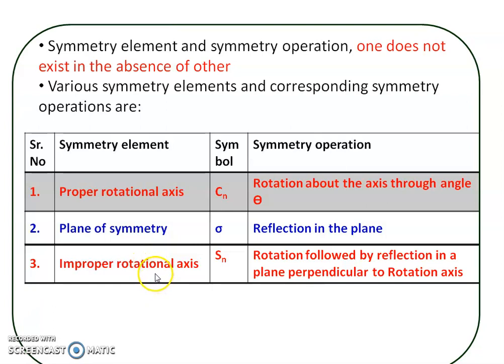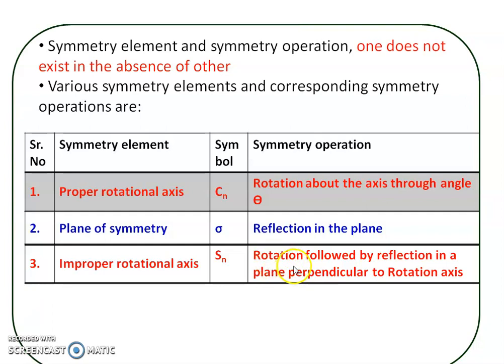Third symmetry element is improper rotational axis of symmetry, symbol is Sn, and related symmetry operation is rotation followed by reflection in the plane perpendicular to the rotation axis. So in improper rotational axis, first of all, rotation is carried out along the suitable rotational axis.